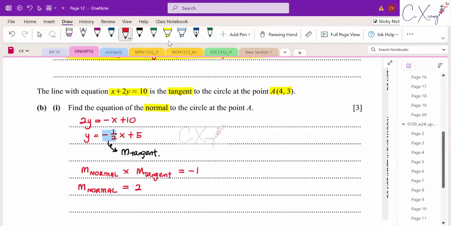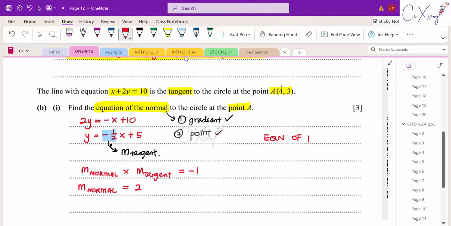Okay, and how can we form the equation of the normal? When we want to form any linear equation, I need two pieces of information. The first one is gradient, and the second one is the passing point. Okay, so the gradient of normal I have already, which is 2. Passing point also I have, because they are saying that the normal is at the point A. So basically the point A will be my passing point of the line, and you can form the equation from here using these two pieces of information.